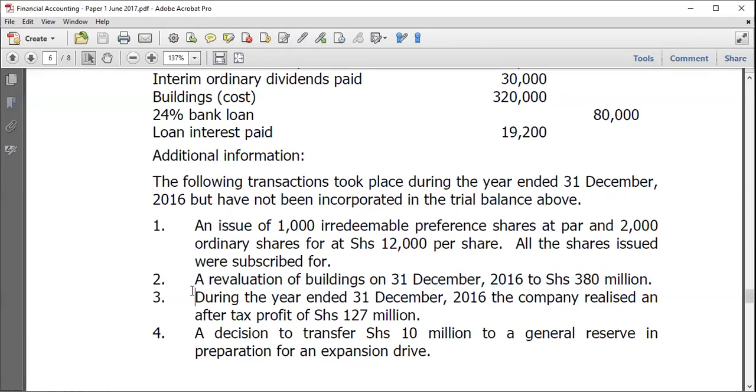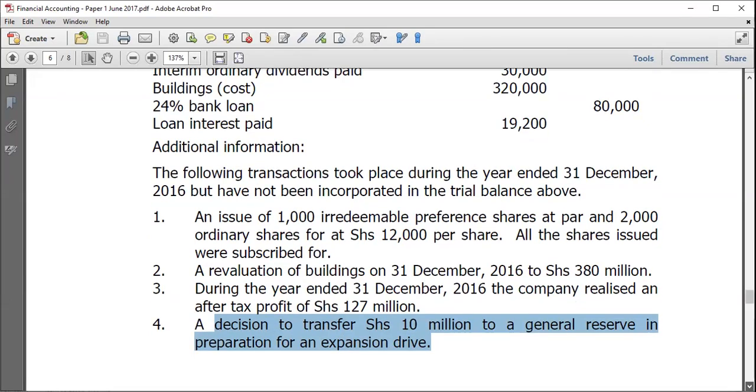And then they're also telling us that during the year ended 31st December 2016, the company realized after-tax profit of 127 million. We know also where this affects. And then they're telling us about a decision to transfer 10 million to a general reserve in preparation of an expansion drive. Like I told you, a reserve is usually money set aside for a certain kind of purpose. In this case, the purpose is expansion.